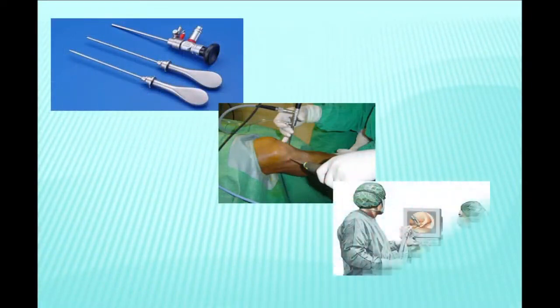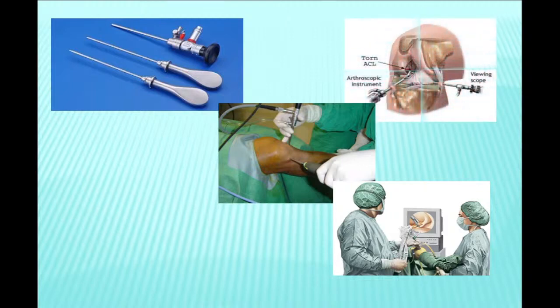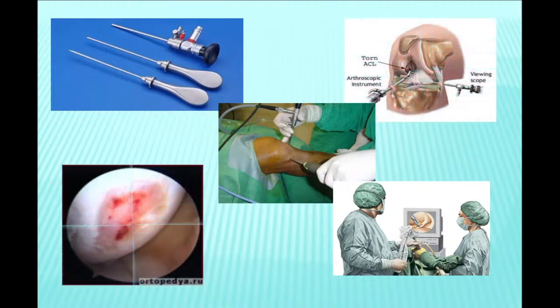Arthroscope is a special apparatus which is introduced into the joints, and through the glass optic we can see all structures of joints on a computer or through a special opening. You see deformation, specific destruction of joints. We can see problems with the ligaments.